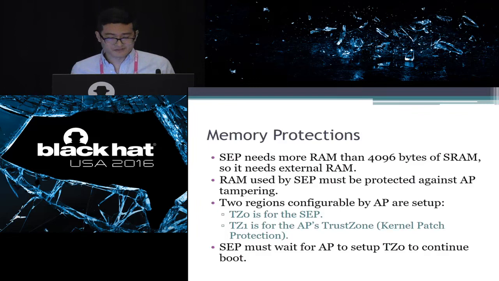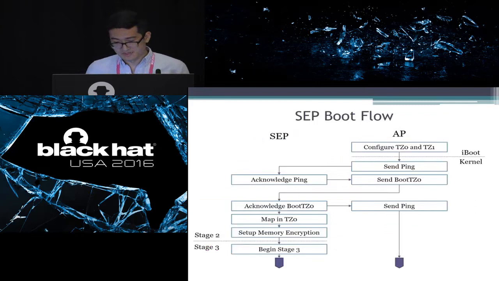So the AP is allowed to configure 2 regions. One is called TZ0, probably Trust Zone 0. One is called TZ1. TZ0 is for the SEP's use, and TZ1 is for the AP's hypervisor's use, which is involved in kernel patch protection. The SEP can access TZ0, but the AP running in normal mode cannot access TZ0, nor can it when running in hypervisor mode. And TZ1, the SEP can't access TZ1, and only the AP in hypervisor mode can access TZ1. So the SEP must wait for the AP to donate a portion of its memory to it before it can actually continue the boot. So this is a diagram of how that boot flows.